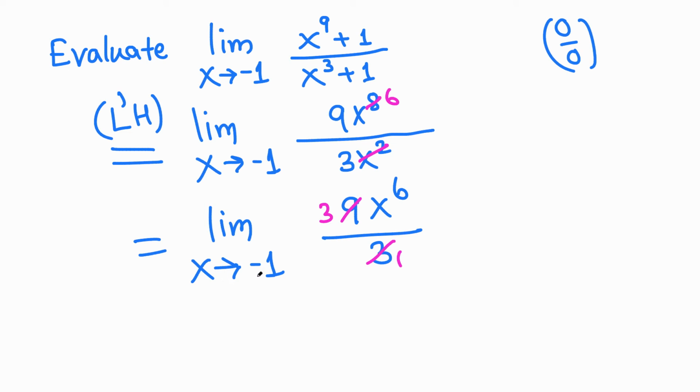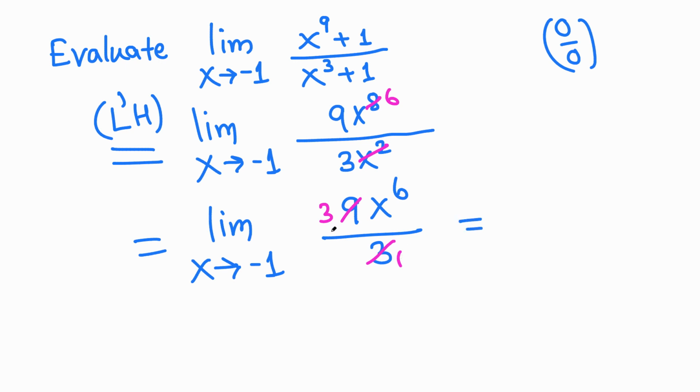Now we can simply plug in x equals negative 1, because we are not going to get 0 over 0 anymore. There is no 0 on the bottom. If we still got 0 over 0, then we would just repeat L'Hopital's rule one more time, or many more times as needed. So in this case, there is no 0 on the bottom, just 1 left.